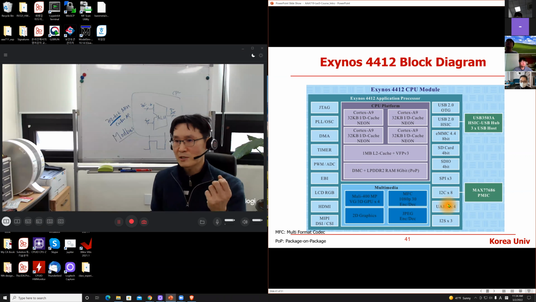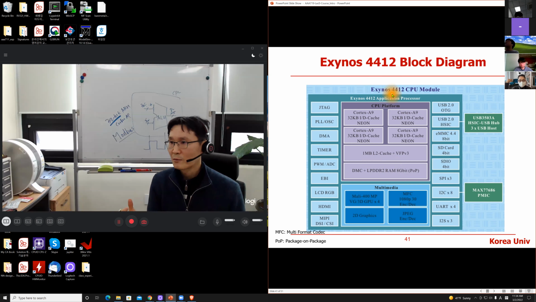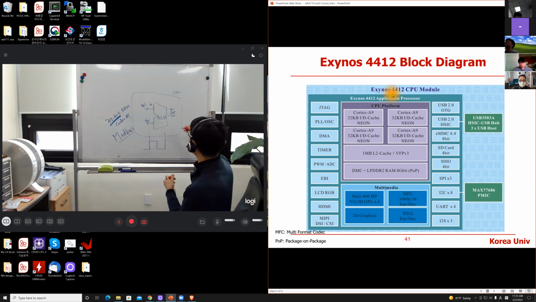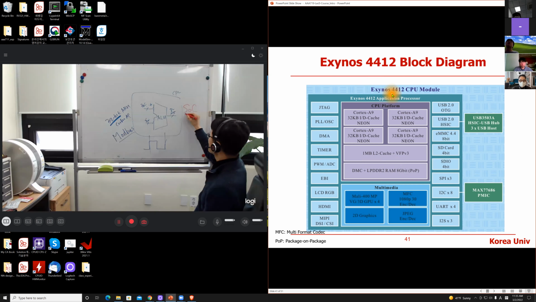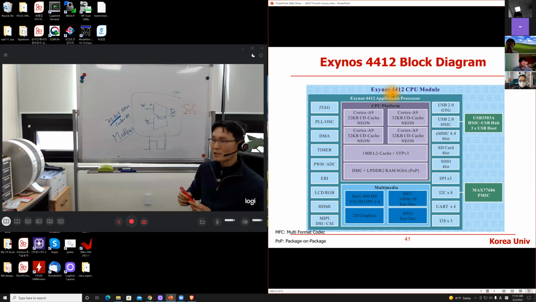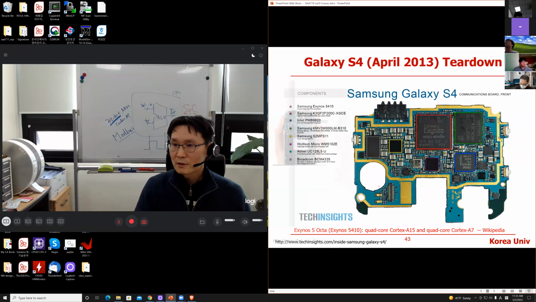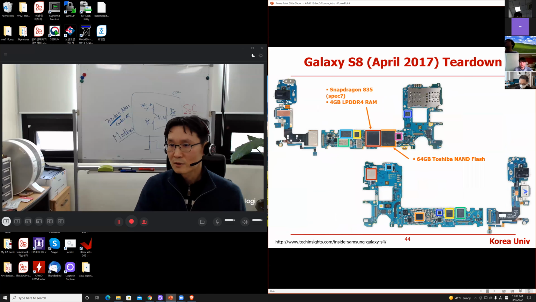So again, CPU, memory, 1 GB main memory, and these white boxes are I/O devices. So that is Exynos. That is a complete computer system. We call that SoC, system on chip. The whole system is inside one chip. Okay, let's move on.